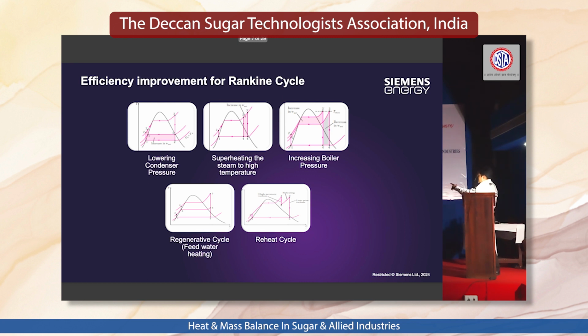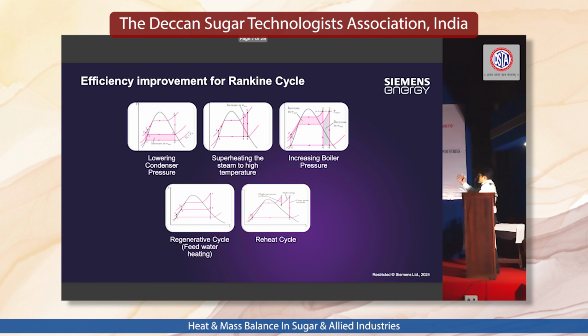If we see in this Rankine cycle, if we lower the condenser pressure, then the area of the Rankine cycle can be increased. Because of that we can improve the efficiency of the Rankine cycle. Again, we can superheat the steam to a higher temperature, and by that the Rankine cycle efficiency can be increased because the power generation can be increased. We can also increase the boiler pressure.